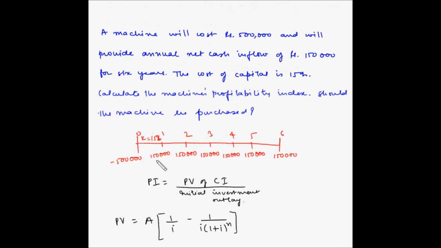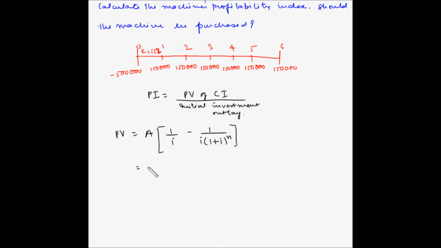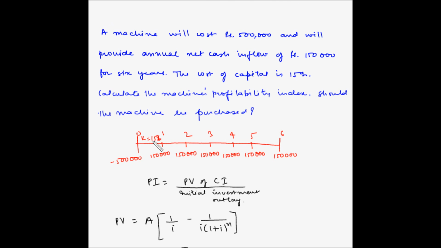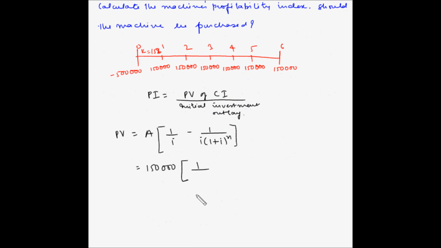So A is the annuity amount, which is 150,000, into bracket 1 divided by i, here i is k, which is 15%, minus 1 divided by 0.15 into (1 plus 0.15) to the power n. n is 6. So this value comes out to be 567,672.4 rupees.